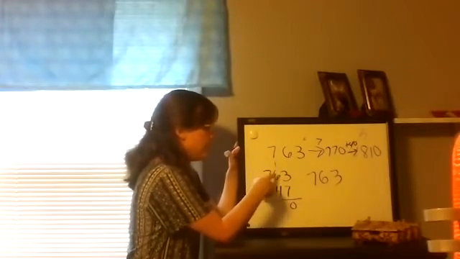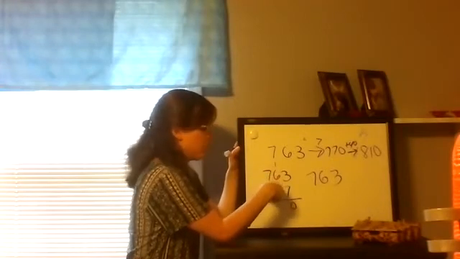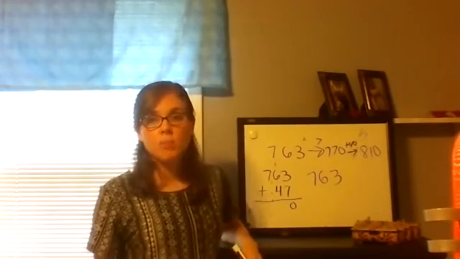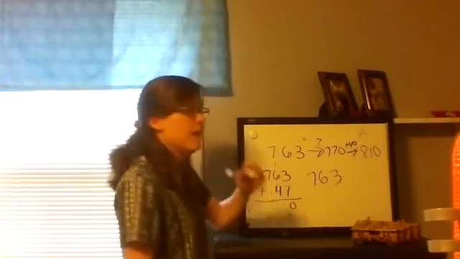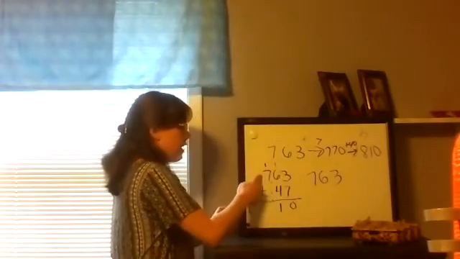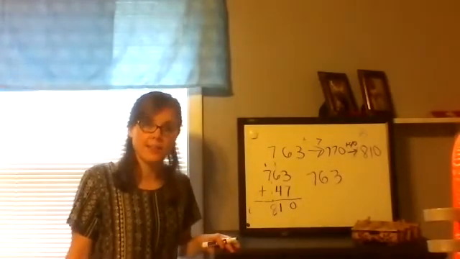So now I have 1 ten, 6 tens, and 4 tens. 1 plus 6 is 7. 7 plus 4 is, that's right, 11. 11's too many, so I'm going to take 10 of those tens and send them over to the hundreds. 11 minus 10 leaves me 1 and gives me 100. I'm going to carry that over to the hundred side. 1 plus 7 is 8. 810. Let's try one more problem using our standard algorithm.